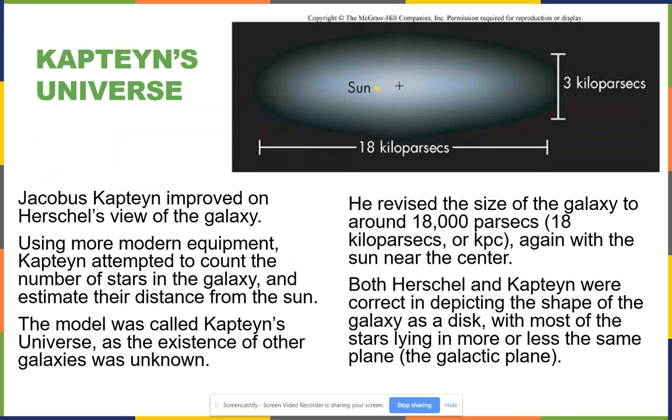Now we go on, and we have Kapteyn's universe. Jacobus, or I'm sure it's pronounced differently, Kapteyn, he improved the model, and he came up with a model that was much bigger and shifted where we were in the universe, called Kapteyn's universe.